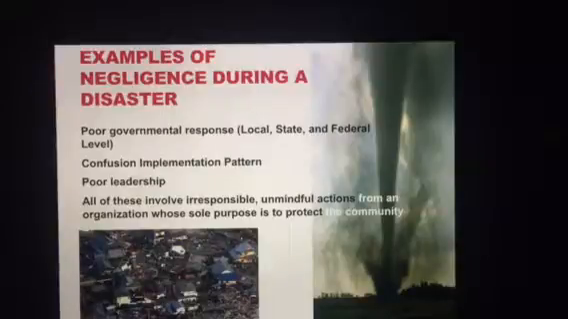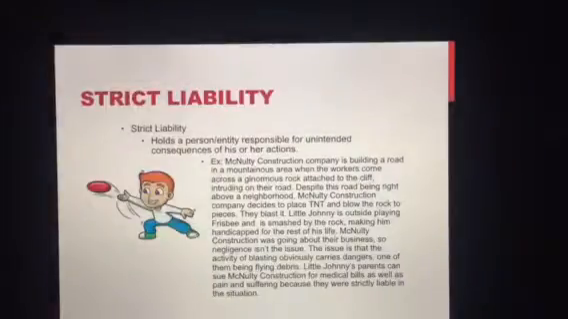Another type of liability is strict liability. Strict liability holds a person or entity responsible for unintended consequences of his or her actions. For example, let's say there's a construction company that's building a road in a mountain area where the workers come across a huge rock. Despite the road being right above a neighborhood, the construction company decides to place TNT and blow the rock to pieces.